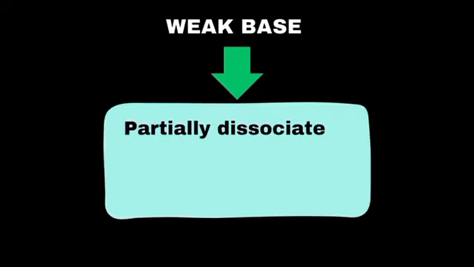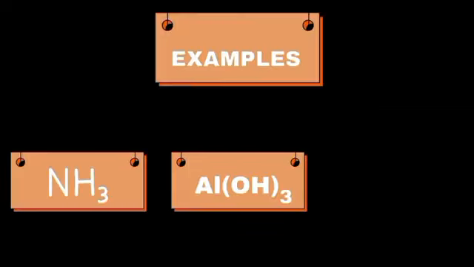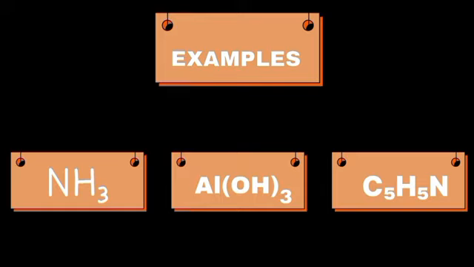A weak base is a base that partially dissociates in water, releasing only some of its hydroxide ions. Examples of weak bases are ammonia, aluminum hydroxide, and pyridine. Weak bases often have pH ranging between 7 and 10.